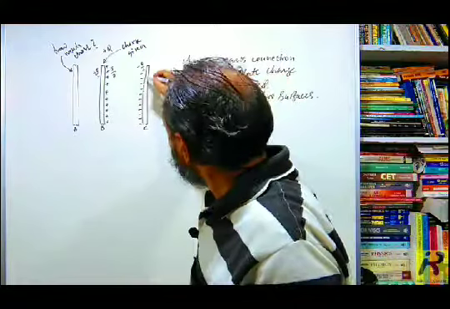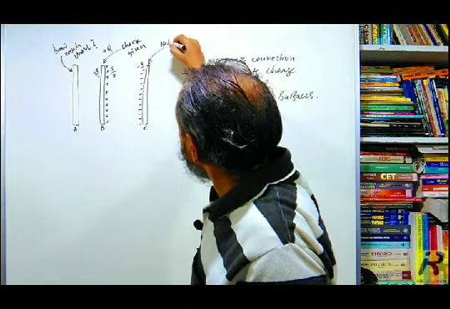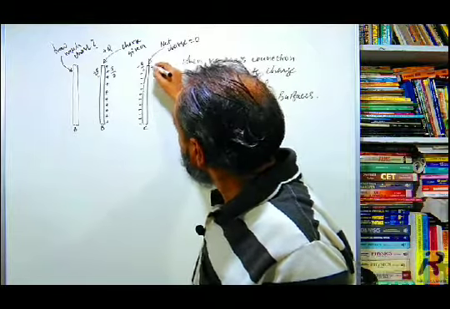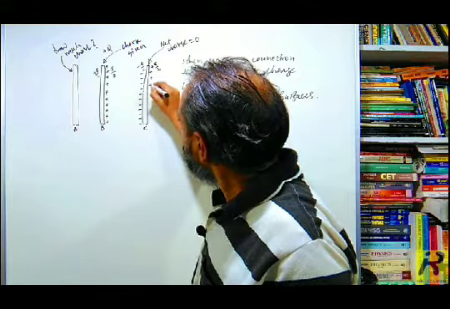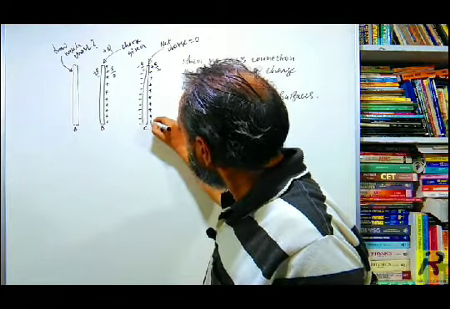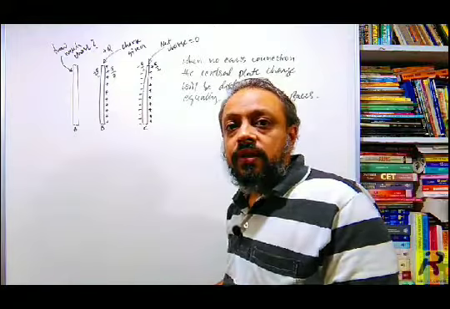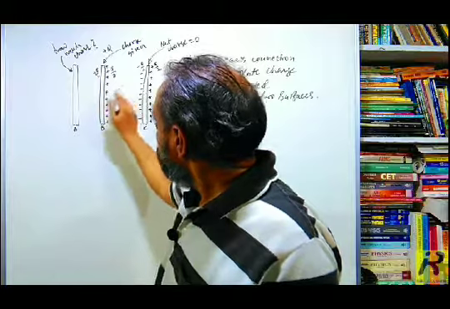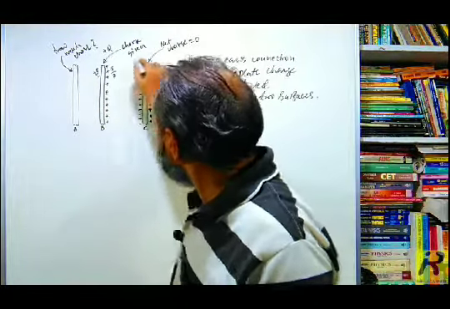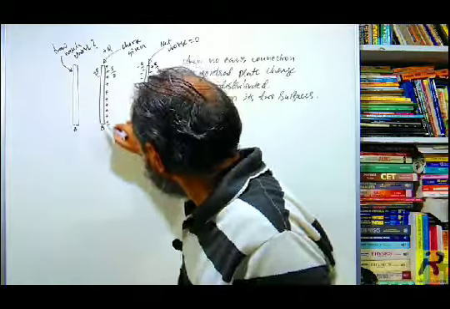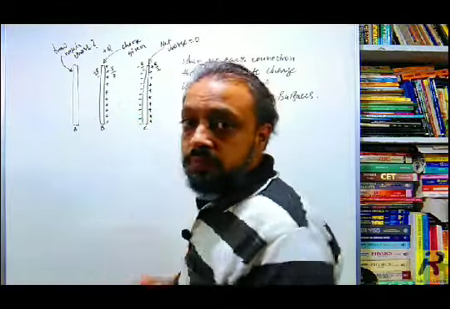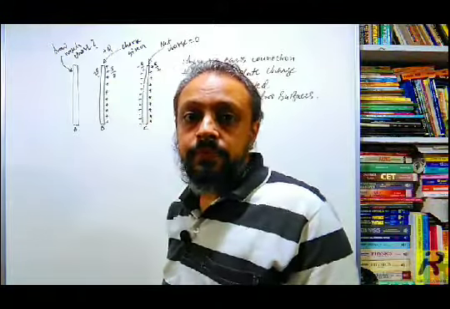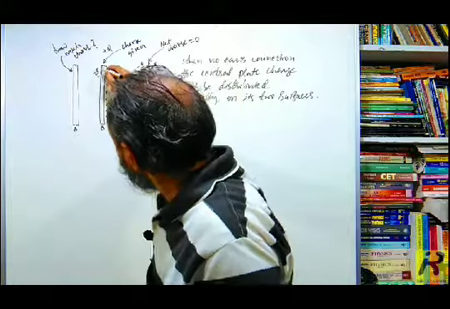Since the net charge of this plate is 0, on this side we should get plus Q by 2. So plus Q by 2 charge will be accumulated on the right side of plate C. In this situation, the net electric flux from these two plates will be 0. No electric field will penetrate this metal plate or this metal plate.